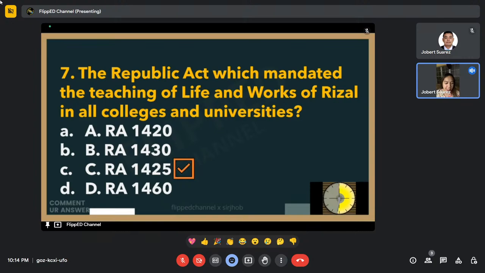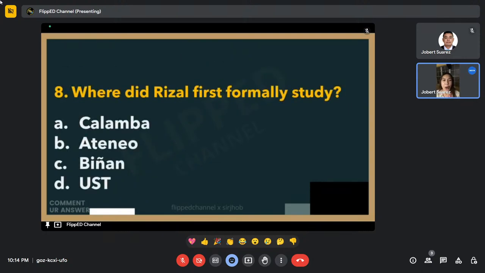Okay, so si Daisy taga Mandaue City and si Angelette from Nueva Ecija. Let's proceed with number 8. Where did Rizal first formally study?